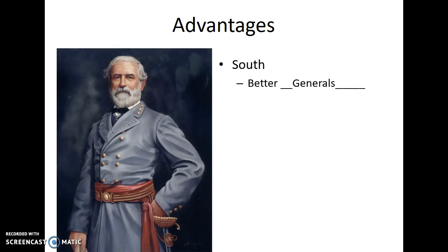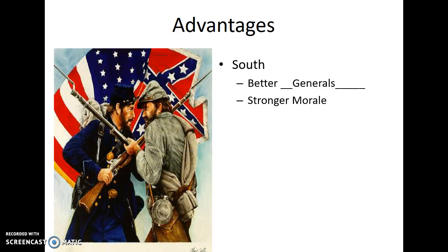On the South, or the Confederacy, you might recognize that painting of that guy right there. That's Robert E. Lee, and he sort of epitomizes how the South had better generals. He was the head of the main Confederate Army in Virginia, but there's a long list of very famous Confederate generals that would fall under this category as well. The South also had stronger morale. If you think about it, they're the ones rebelling, so they have a little more motivation and maybe something more to fight for, at least in their minds.